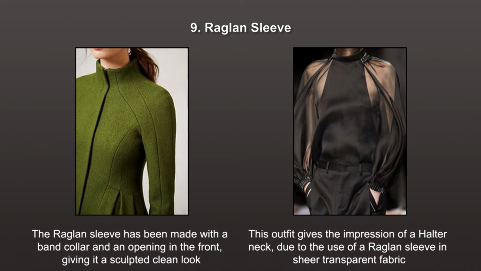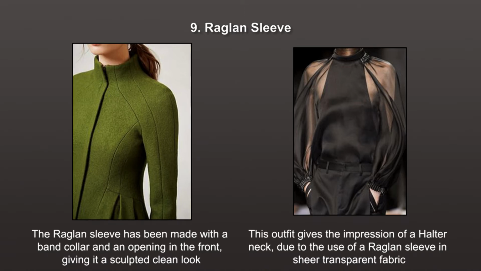Some more examples of Raglan sleeve can be seen here. The green outfit is from Anthropologie. The Raglan sleeve has been made with a band collar with an opening in the front. It gives a clean, sculpted look. On the right is a picture from Givenchy Spring 2013 ready to wear show.